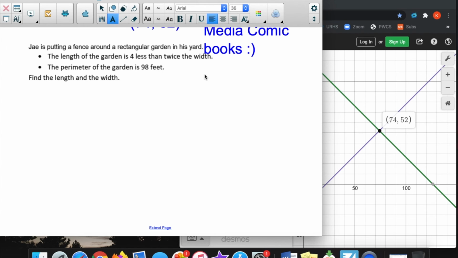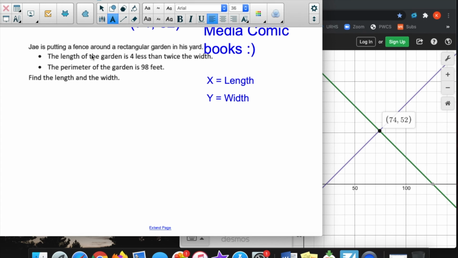First thing is defining my variables. What are my unknown amounts? Looking at the question at the end, it wants me to find the length and the width. So let's say x is the length and y is the width. If you flip them around, with x as the width and y as the length, you could still get the same exact answer.